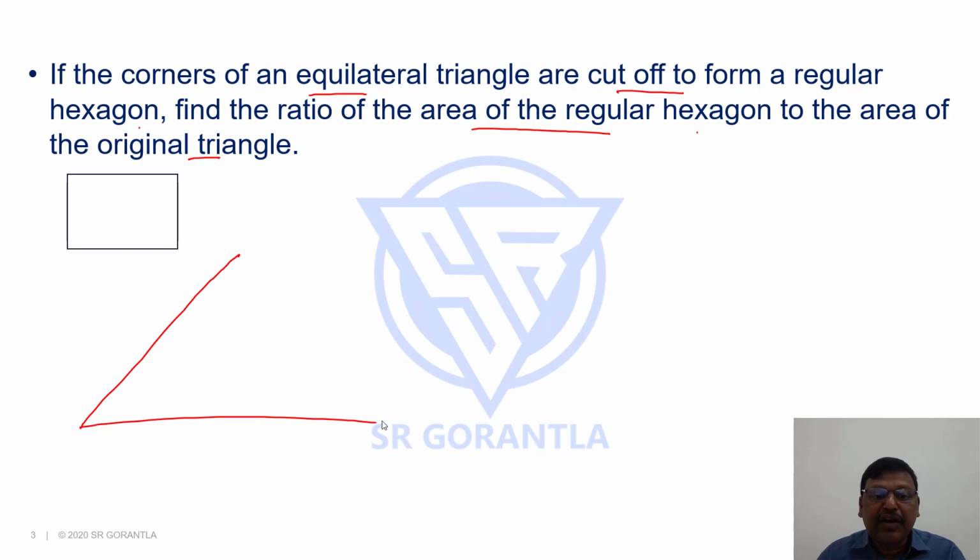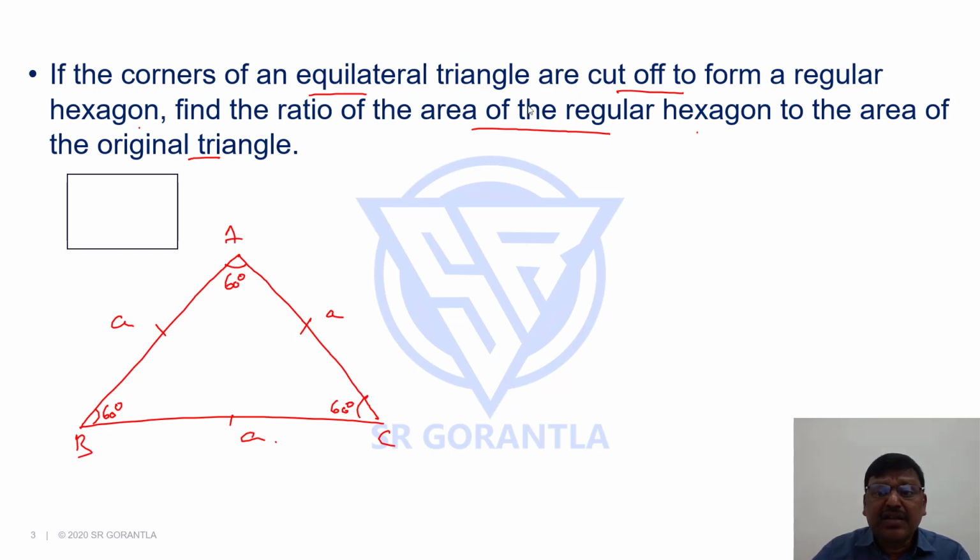If you take an equilateral triangle, say A, B, C, all sides are equal. Let me say the side is A. Now, because it's an equilateral triangle, all angles are also equal, so each angle is going to be 60 degrees.